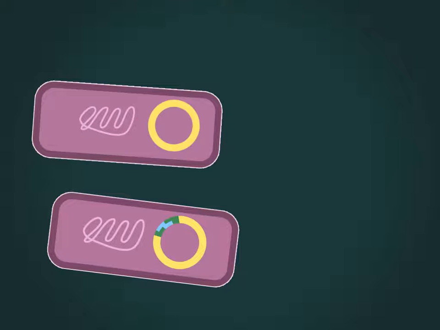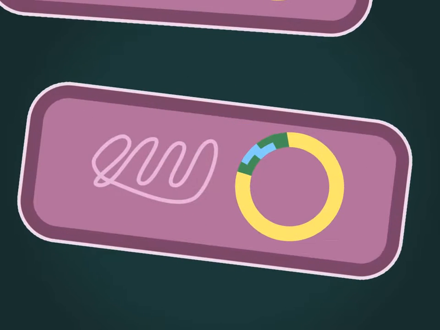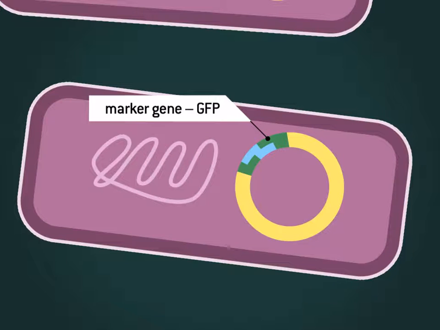Not all vectors that are taken up contain the gene to be cloned. Marker genes are used to identify the cells that have taken up vectors containing the desired gene. The gene that is being cloned is inserted into the middle of a marker gene. Green fluorescent protein, GFP, is a protein produced by jellyfish. The gene that codes for GFP is used as a marker gene.